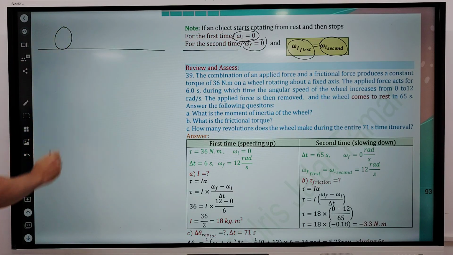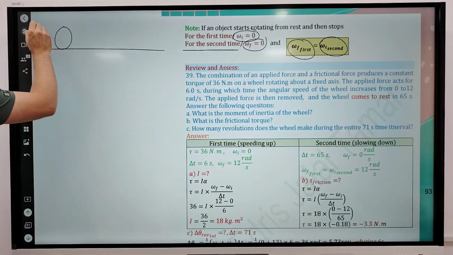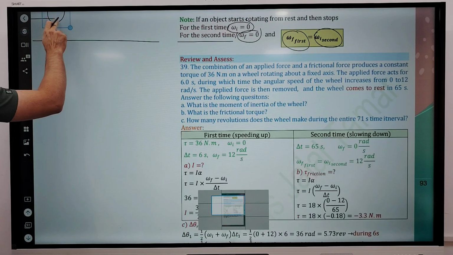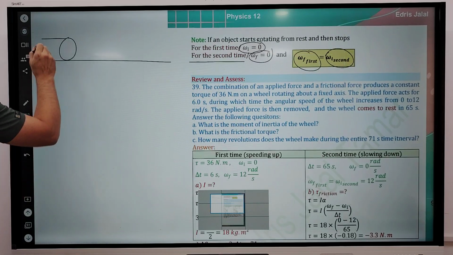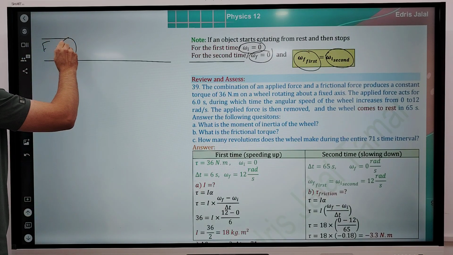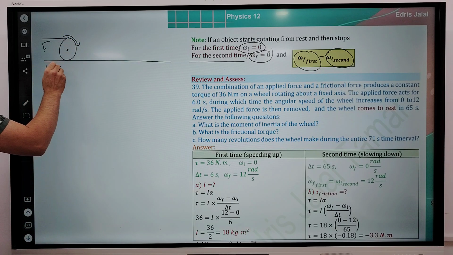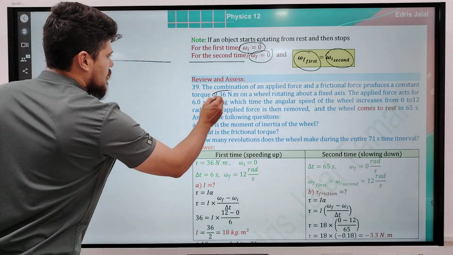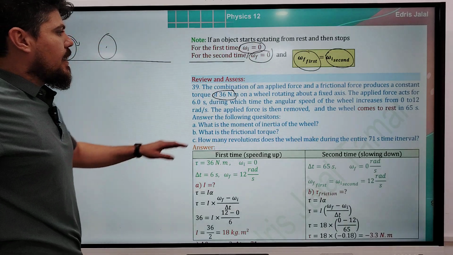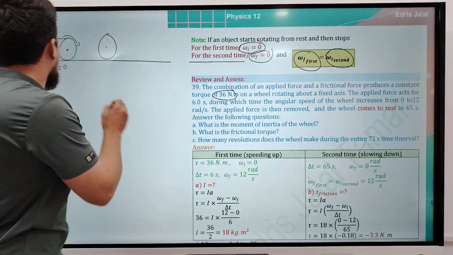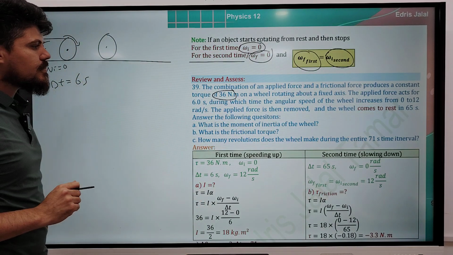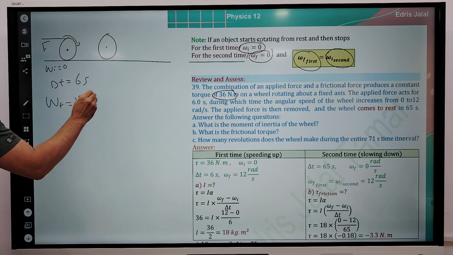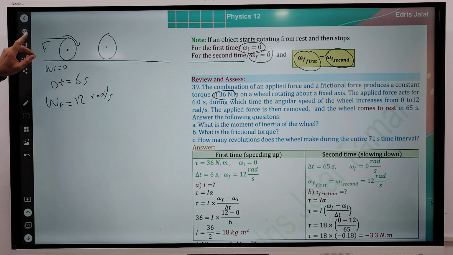In this question, look, the combination of an applied force and the frictional force. This is the applied force acting on this object. It starts rotating from rest, omega initial 0. It produces the constant torque, 36 Newton meter, on a wheel rotating about a fixed axis. The applied force acts for 6 seconds. Time is equal to what? 6 seconds, during which time the angular speed of the wheel increases from 0 to 12. Omega final becomes what? 12 radian per second.